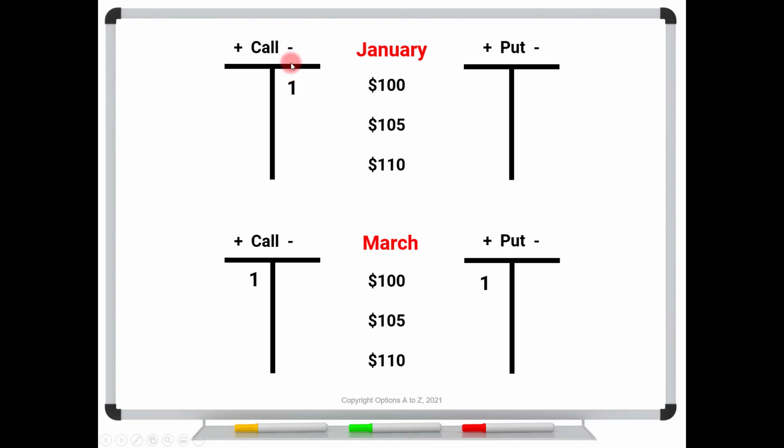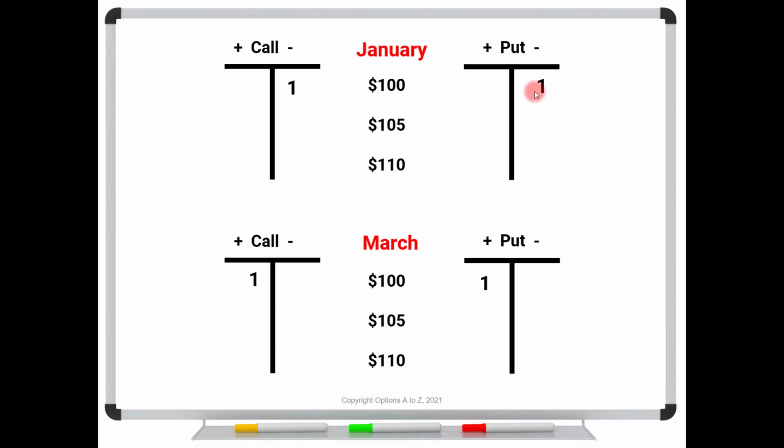We're going to put a 1 under the minus column for the calls, same thing for the puts. So this is a short straddle for January. So again, the question is, what have we done here? Well, this is where we can use some techniques to break strategies down.